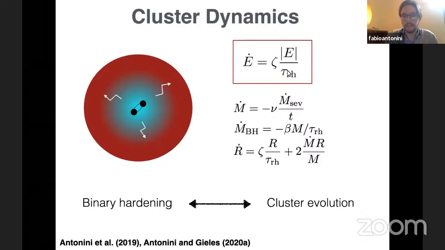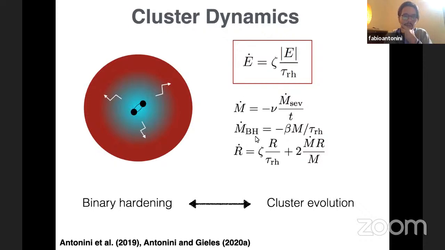So by this simple argument, what we need to know is just the evolution of the global properties of the cluster, like its mass and radius, and from there we can compute the binary hardening rate. So the two are related, and from the binary hardening rate we can simply compute the binary merger rate without carrying out any expensive cluster simulation.